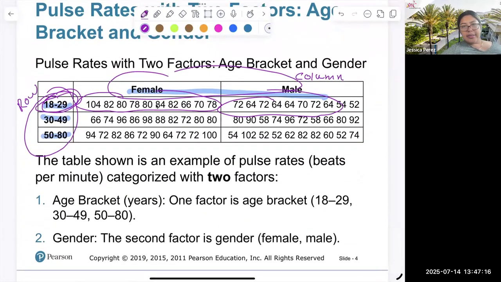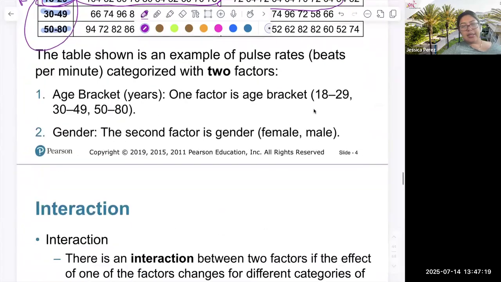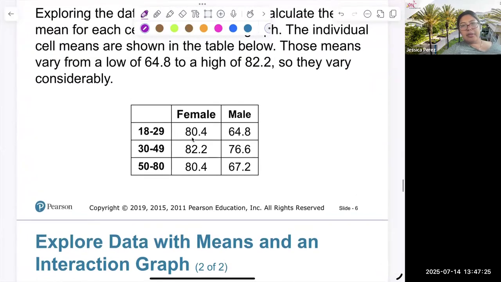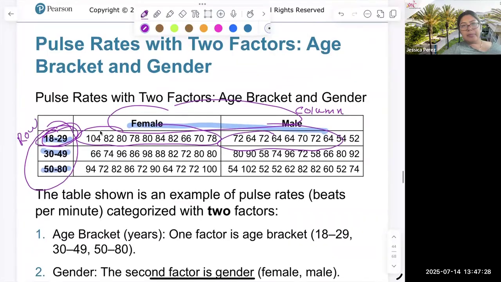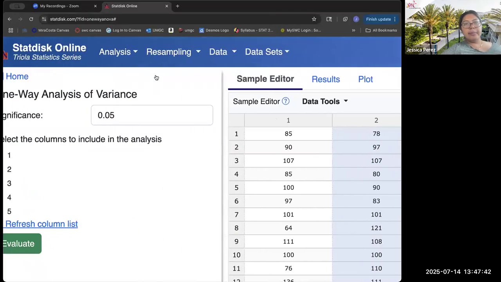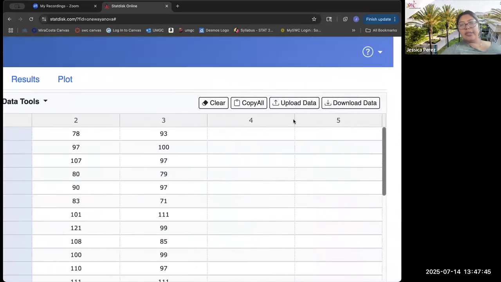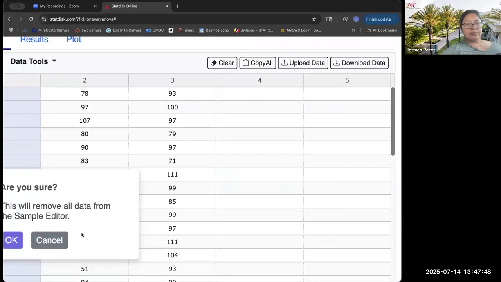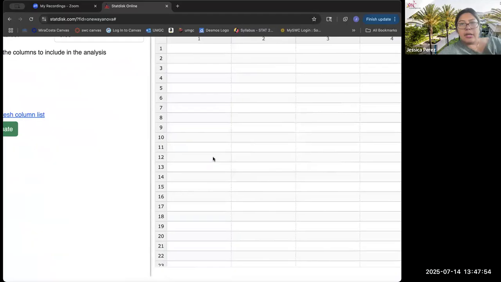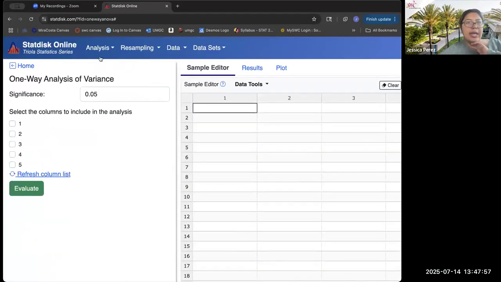So we looked at the sample mean of the first and of the second. So the mean of this data. Let's look at this data. Let's calculate the mean of 104, 82, 80, 78, 80, 84, 82, 66, 70, and 78. If we want to find the mean, let's remove this data, let's clear this out. Let's input the data and then remove the analysis.